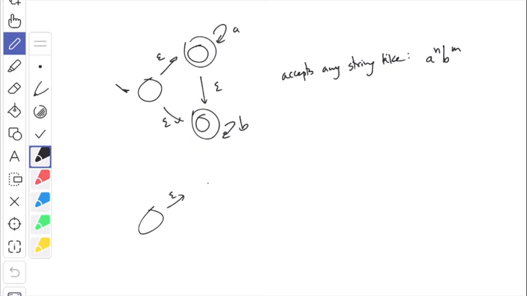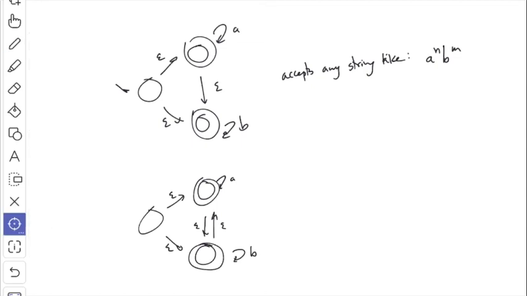What if, same thing, but I'm just going to add another epsilon going back to the other guy. What do you think about that? So now if you're the gerbil, you can actually go back and forth here if you want to. What kinds of strings can you get now?